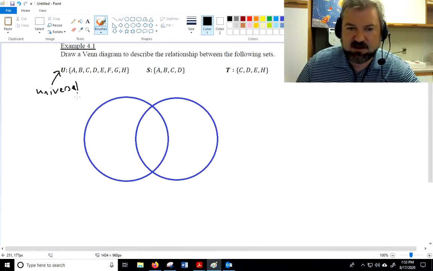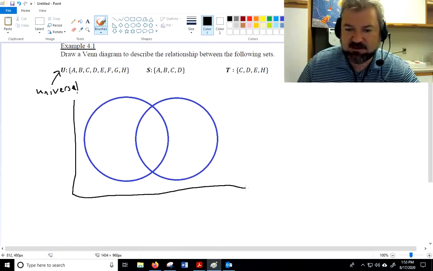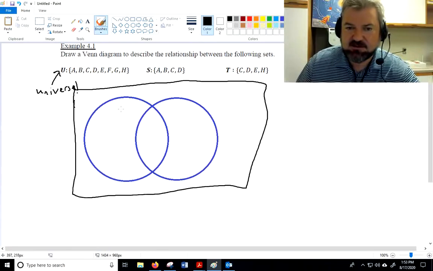You can think of the universal set as being this region out here, and all of these letters have to fit somewhere in this universal set. So set A is A, B, C, D.